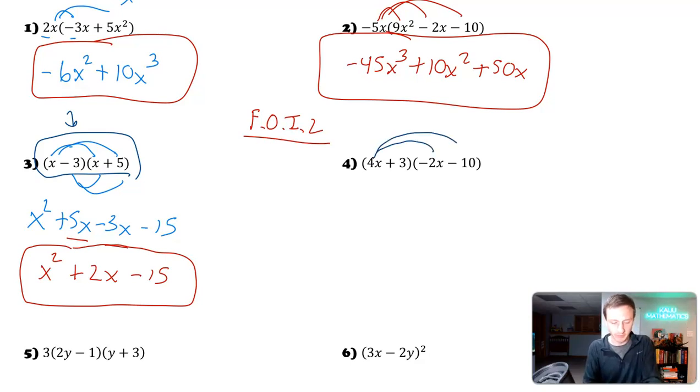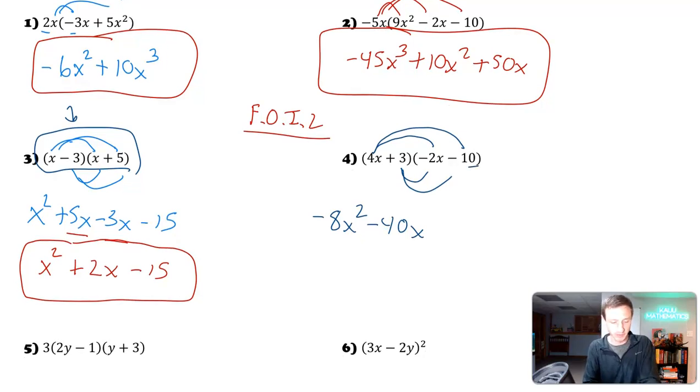4x times negative 2x, 4x times negative 10, 3 times negative 2x, 3 times negative 10. 4x times negative 2x is going to be negative 8x squared. x times x is x squared. 4 times negative 2 is negative 8. 4x times negative 10 is negative 40x. 4 times negative 10 is negative 40. And then we just have x because the 10 doesn't have an x.